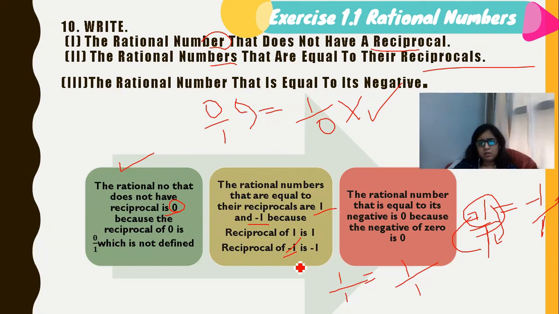So our third part is the rational number that is equal to its negative. Means we have to find that rational number such that if we take its negative, they must be equal. So our answer will be 0. Suppose you take 0 as a positive number, and if you put the minus sign.